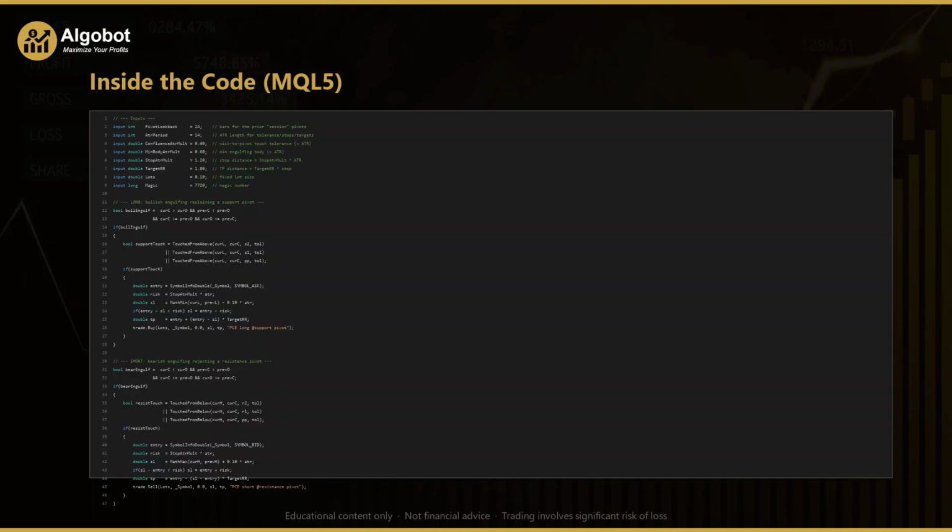Stop ATR multiple and TargetRR, 1.2 and 1.8, define the stop distance and the reward to risk on the take profit. Lots is the fixed position size. Now the long block.